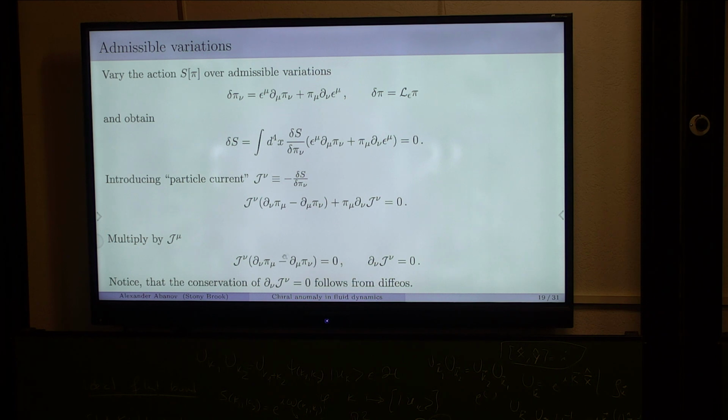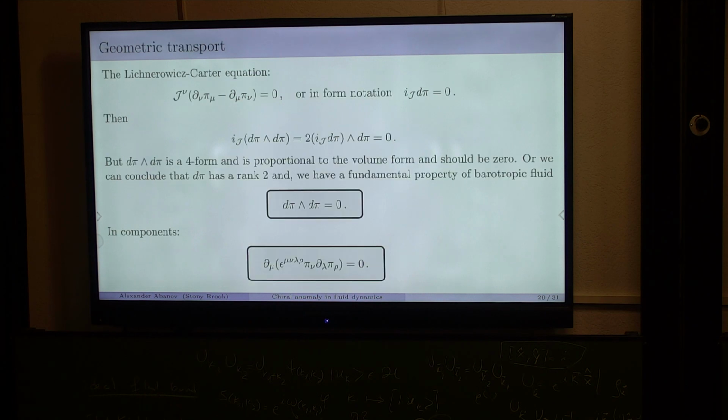Which of course tells you that the differential form d pi evaluated on J is 0. So that's very geometric. Okay? And this is what I just said. In form notation, this is just this. So if you take d pi and evaluate on the current, you get 0. From here, it immediately follows that d pi is 0. Okay? So this is really a one-line computation.